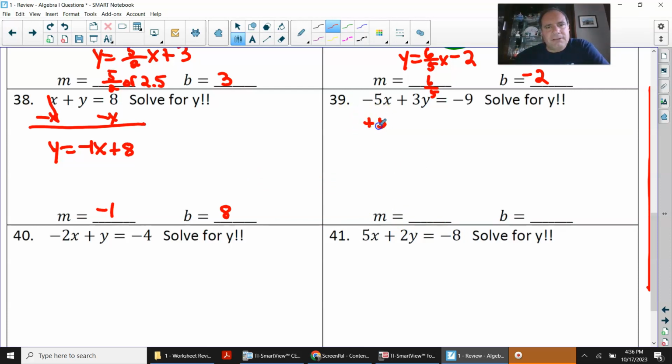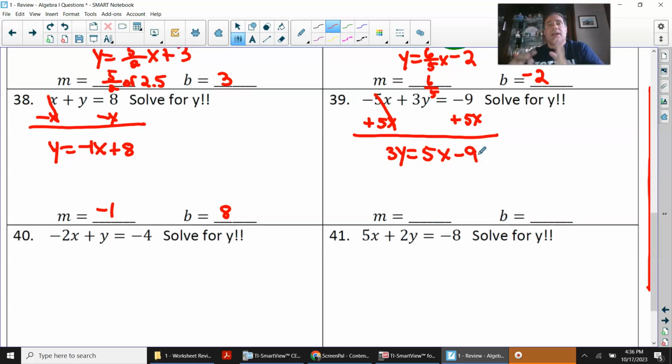You're adding 5x on both sides. This cancels. You have 3y equals, I'm going to put that 5x first. I'm going to put that negative 9 second. This way, when I solve, it's y equals mx plus b.